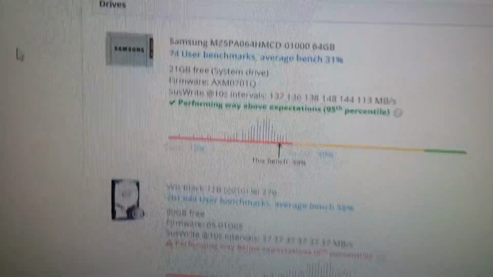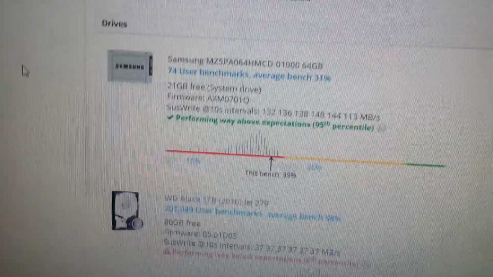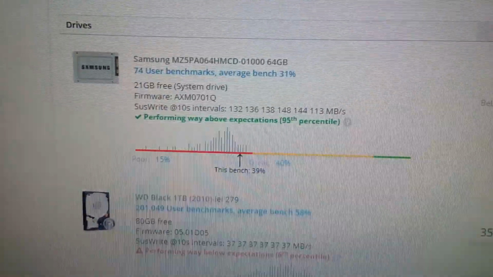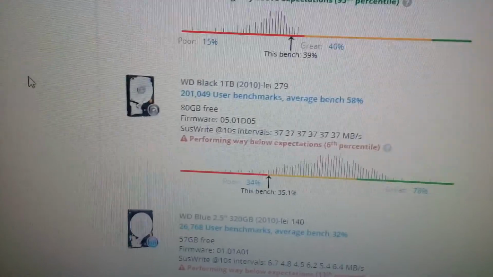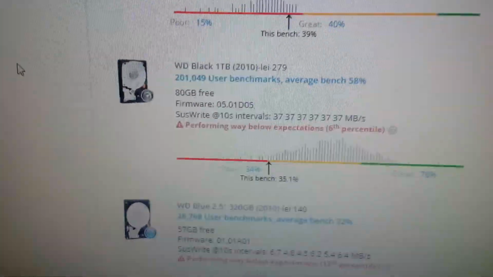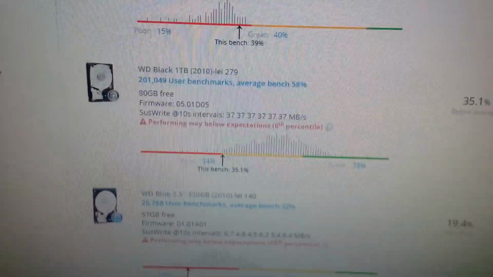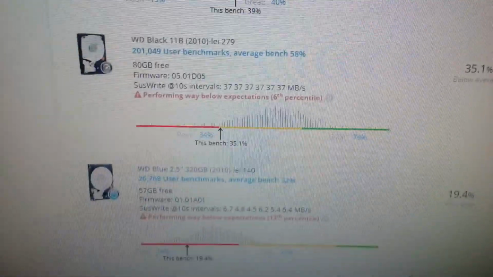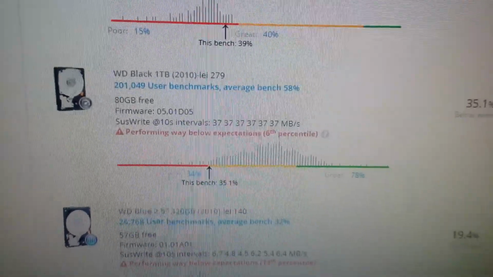For the SSD, the Samsung is performing way above expectation, at 95%. And right here we have the score, 39%. Of course, it's lower than the other SSDs. The 1 terabyte hard drive is performing poorly since it's full of data, and it doesn't spin properly. Probably that's why it's giving me the lower score right now.